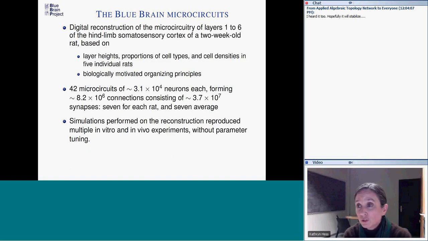So in the end, they made 42 of these microcircuits, which make these sort of hexagonal columns that are 6 layers high. Each microcircuit has about 31,000 neurons in it, and they form roughly 8 million connections. Now, a connection is not just given by one synapse, one touch between an axon and a dendrite, but you need several synapses that join 2 different neurons to make a connection between 2 neurons. So they made 42 of these, 35 based on each individual rat and 7 on the average data for the rats.